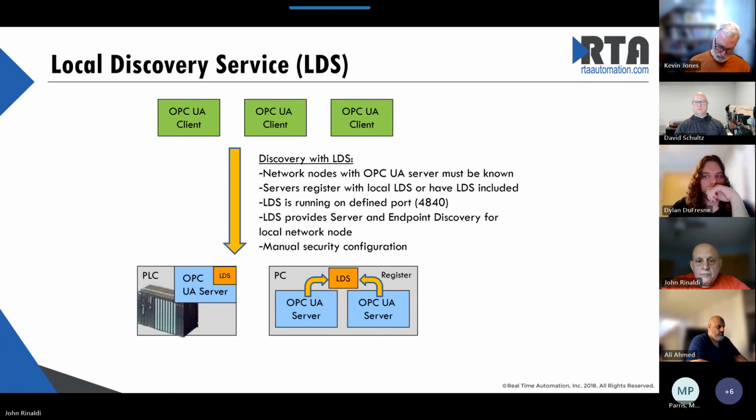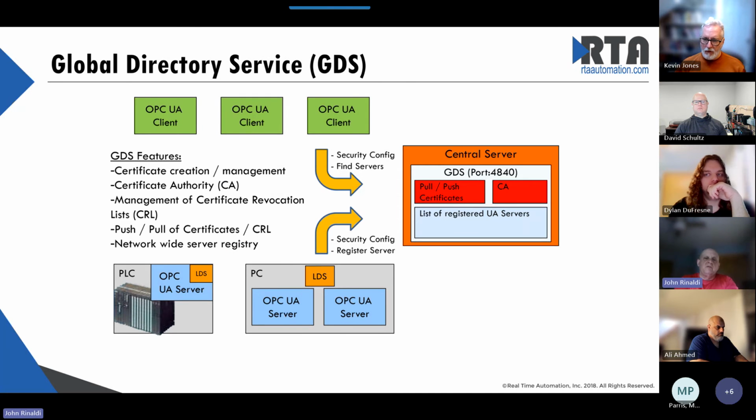But you still have to know where these things are. So on top of that, there's also a global discovery server. The global discovery server is the place where all the LDS things register. So the clients can go to the global discovery server and essentially see a list of all of the possible OPC UA servers that they can talk to. And that's the place which manages all the certificates too. It manages and updates and does all the certificate handling.